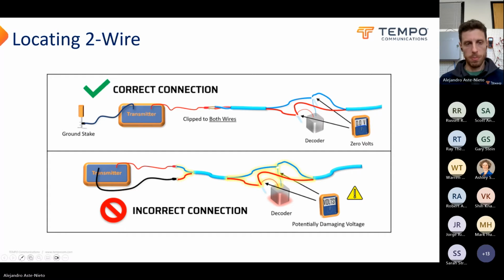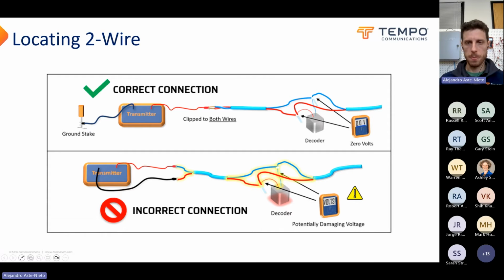The way to damage your decoders with a 521A or 521E is to hook up the 2 leads to those 2 wires in the 2-wire cable. That, if you turn the transmitter up enough, will put damaging voltage across a decoder. So just make sure you clip onto both wires with the transmitter red lead and then the ground stake with the black lead there.